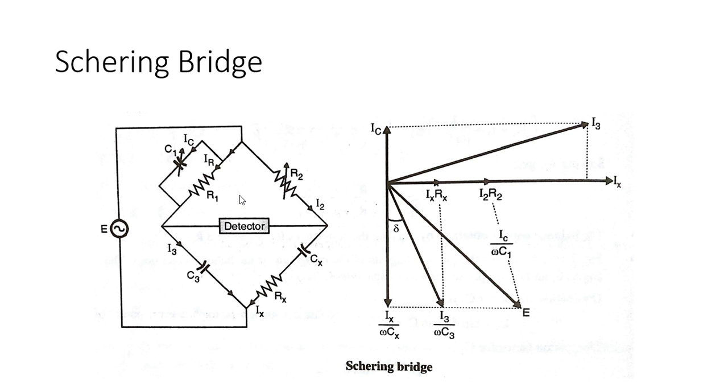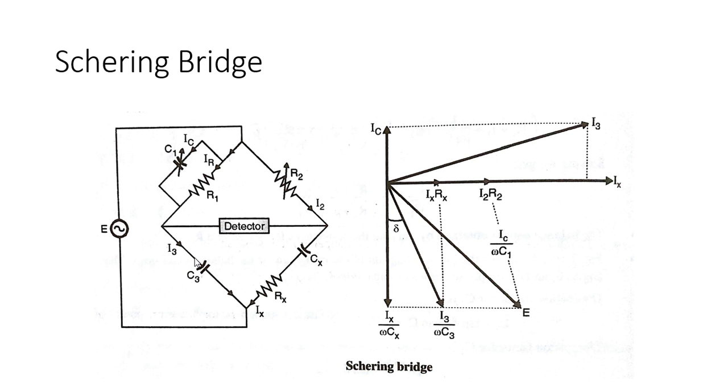This is the basic diagram of the Schering bridge, and here one of the ratio arms consists of a resistance in parallel with a capacitor. So this arm has R1 and C1 in parallel, in series with a capacitor. The standard arm consists of a capacitor only, having the known value of capacitance, that is C3. There is no resistor in this.